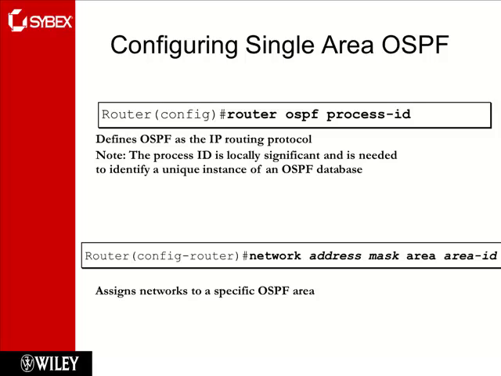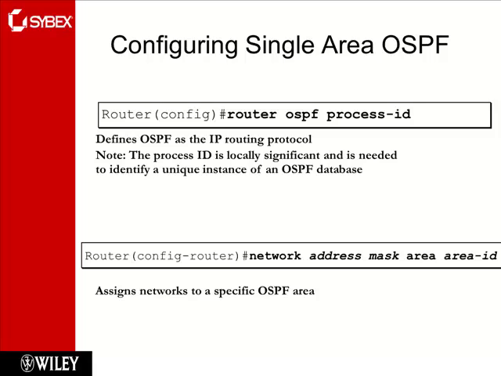To configure them, it's not all that much different than all the other ones we've looked at. Router OSPF, process ID is only significant on the router itself. Unlike the autonomous systems on EIGRP, which had to be the same, the process ID does not have to be the same. The area has to be the same for it to share the information. So it defines the OSPF as an IP routing protocol. The process ID is locally significant, needed to identify the unique instance of an OSPF database.